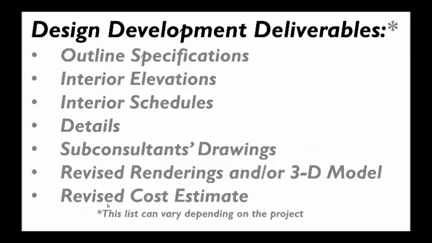So, before you even get to this list, you're going to have revised floor plans, revised elevation drawings, revised section drawings, revised 3D models and renderings, and then you're going to start to add in these other things that are going to be more realistic and address the things that have been starting to be worked out in design development. So things like outline specifications. Specifications are written documents that describe all of the materials used on the project.